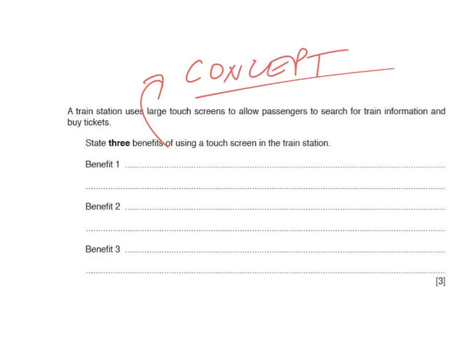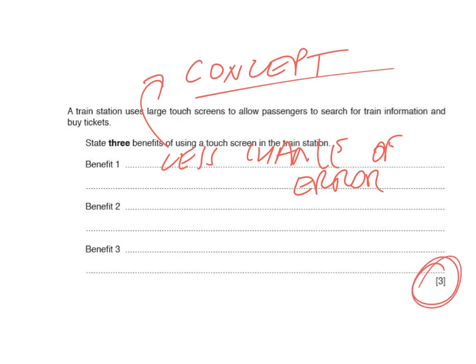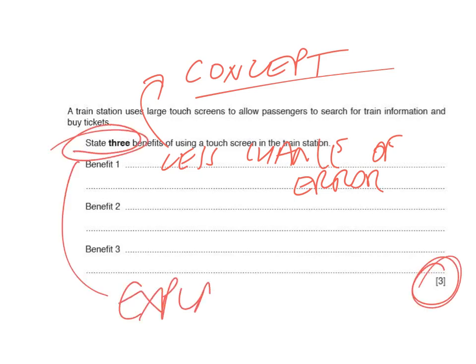At least I hope it was concept keyboards. The idea of you've got touchscreen. So less chance of error. Now we're in luck here because it's only three marks and it's state. Be careful if it says explain, because then we need to say less chance of error because there's a limited number of options that you can put in there.